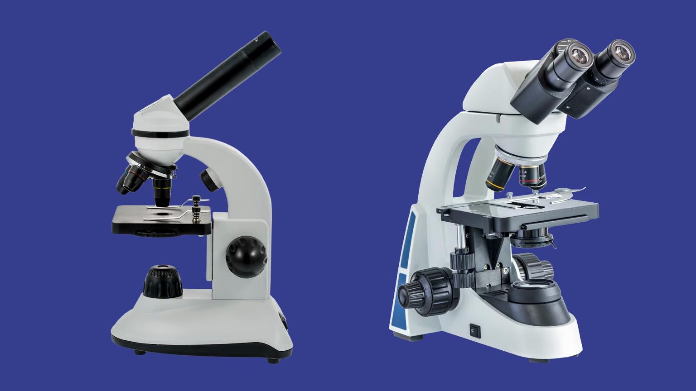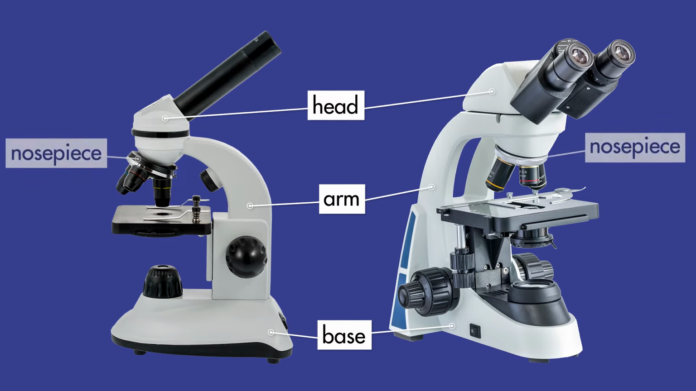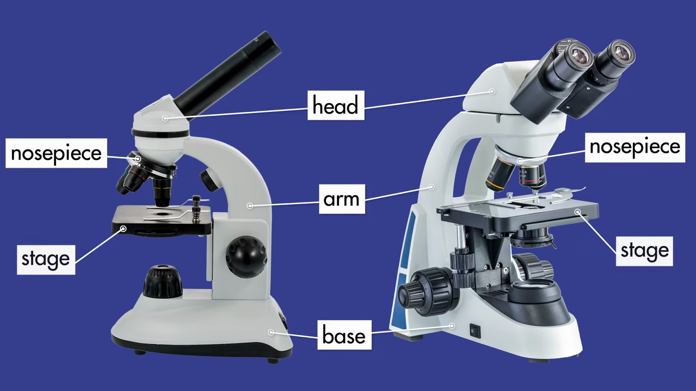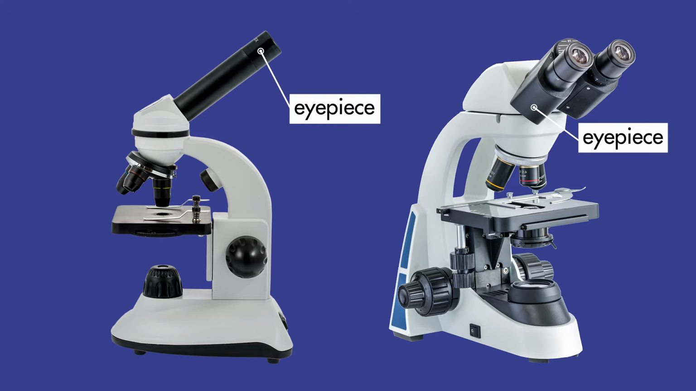For the remainder of this lab, we will demonstrate the proper use of the compound microscope, which is the type of microscope most commonly used by students. Let's discuss the parts of the compound microscope. The basic parts of the compound microscope are the head, arm, base, nosepiece, and stage. At the top of the head is the eyepiece. The eyepiece is where we look into the microscope to see a magnified image.